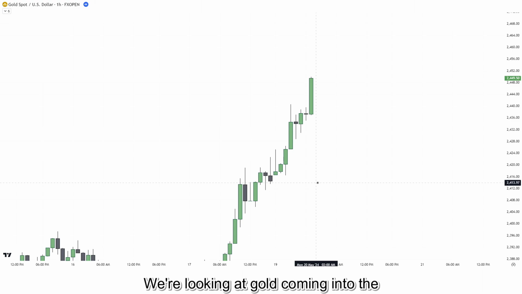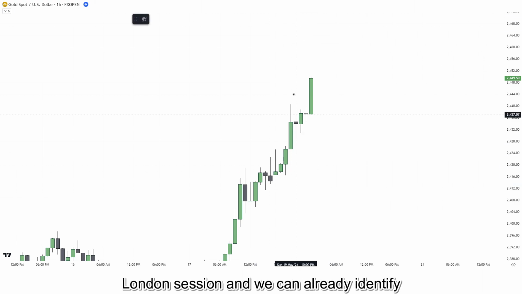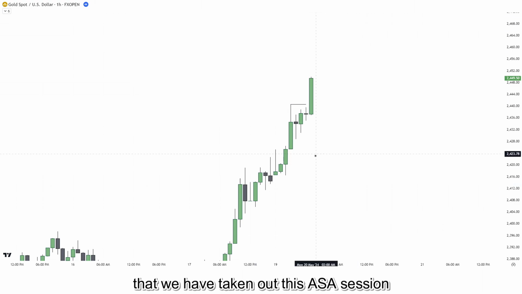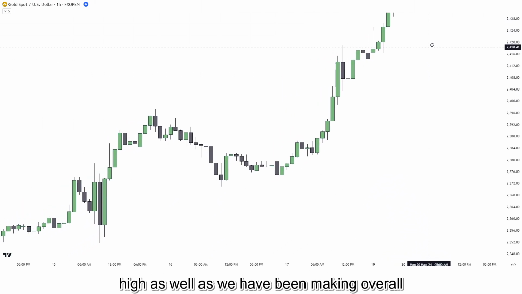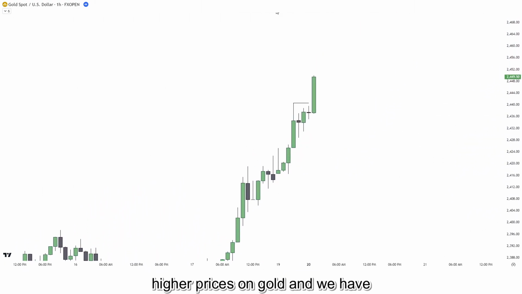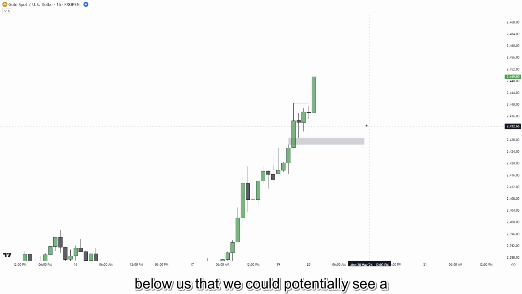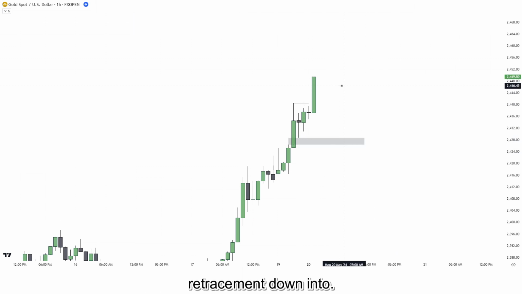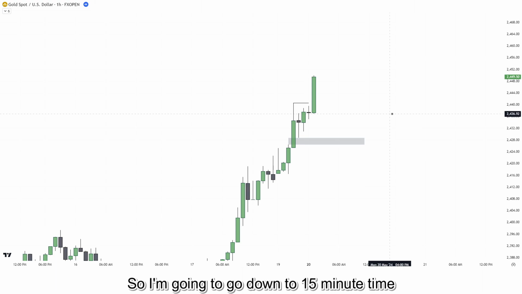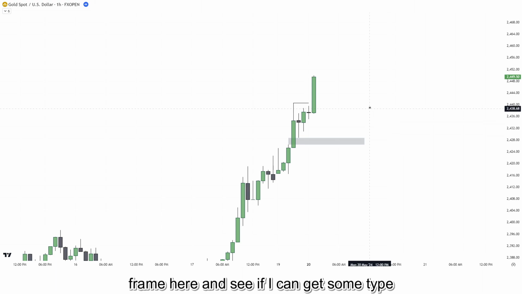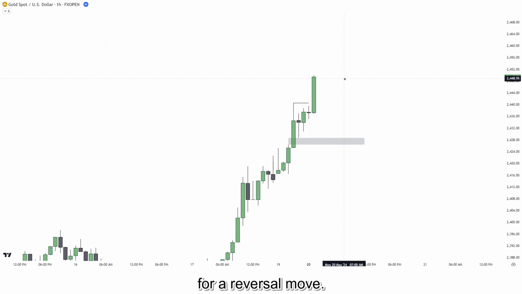On to our next example. We're looking at gold coming into the London session, and we can already identify that we have taken out this Asia session high, as well as we have been making overall higher prices on gold, and we have inefficiencies like this fair value gap below us that we could potentially see a retracement down into. So I'm going to go down to a 15-minute time frame here and see if I can get some type of blow off signature for a reversal move.